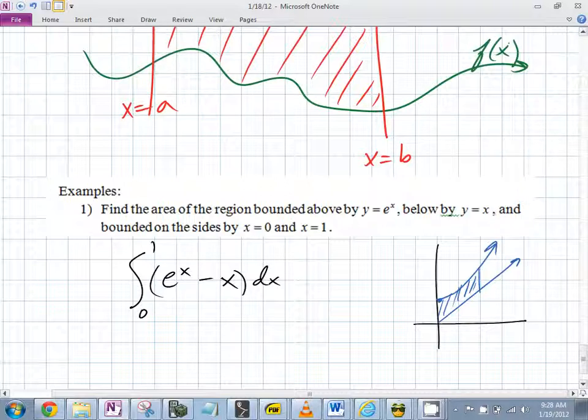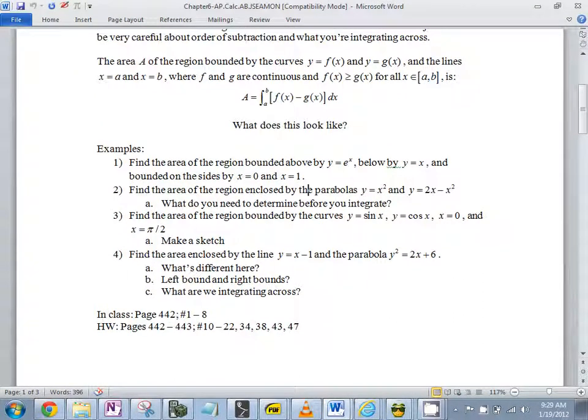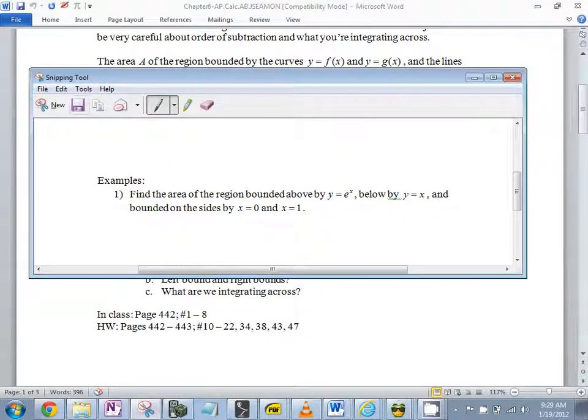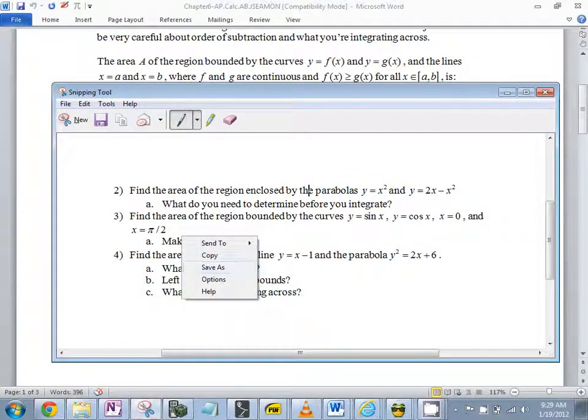So are you confident you can integrate that? What's the integral of e to the x? E to the x. What's the integral of x? 1/2 x squared. So do you feel as though you could get an answer for that? Good. Let's just write out the other ones.